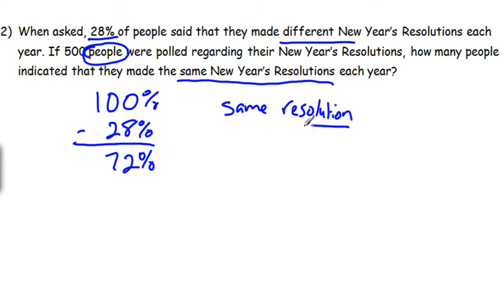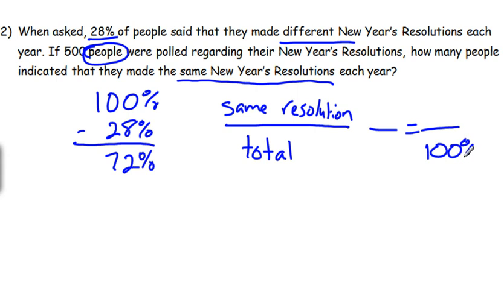And let's compare that to the total, because anytime we have percents, we can talk about a total. And we can say our total percent is 100. The percent that had the same resolution, we figured that one out, that's 72%. So we don't know how many people made the same resolution, but we do know that there were 500 people in total that got asked. And so here is our proportion.